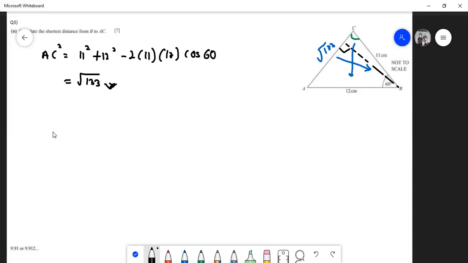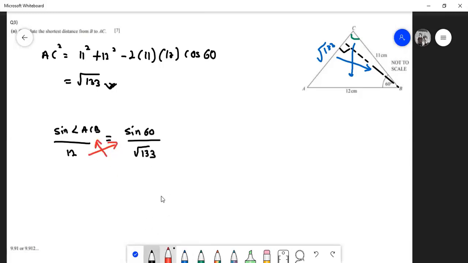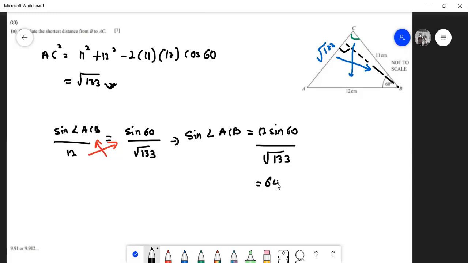I'm going to speed up a little bit from here. So sine of angle ACB, which we are yet to know, divided by 12 equals sine of 60 divided by root 133. With a simple cross multiplication, that solves a lot of our problem. So sine angle ACB is 12 sine 60 divided by root 133. Press your calculator and you'll get that angle easily, 64.3. Now I got that angle, and I got this 11 cm and a 90 degree angle there.